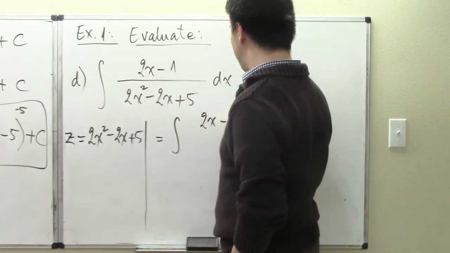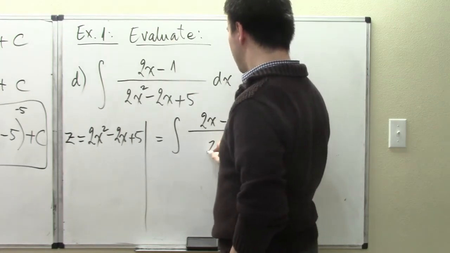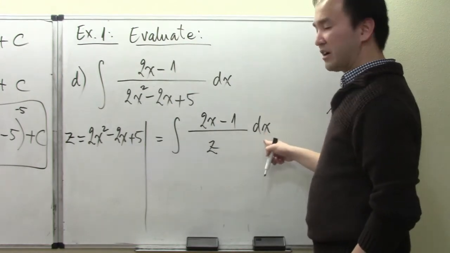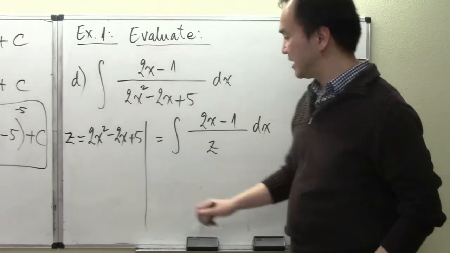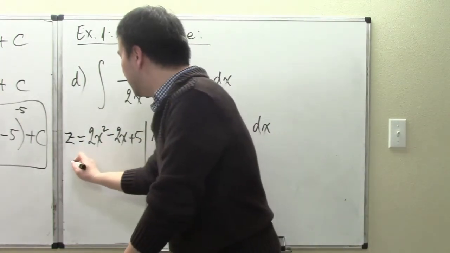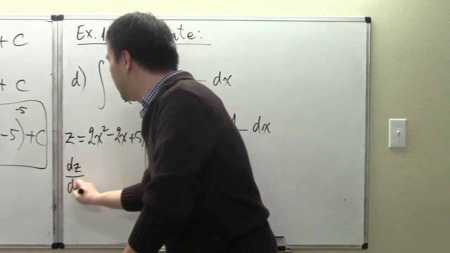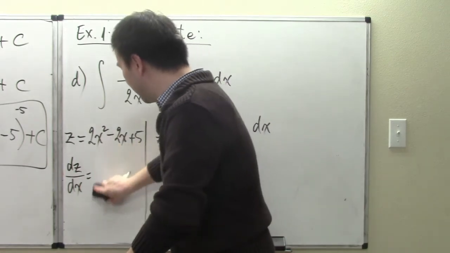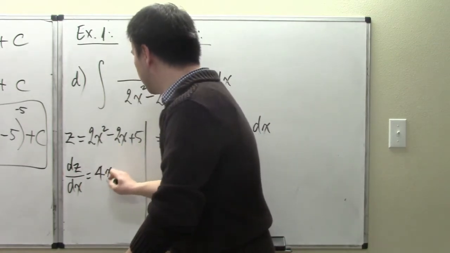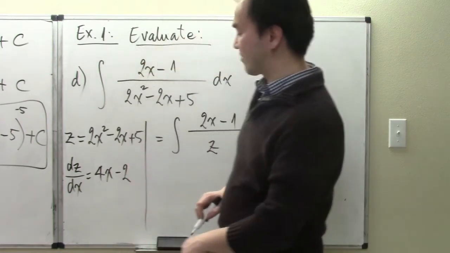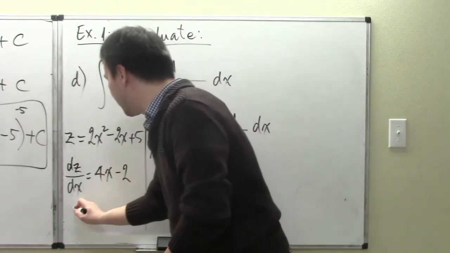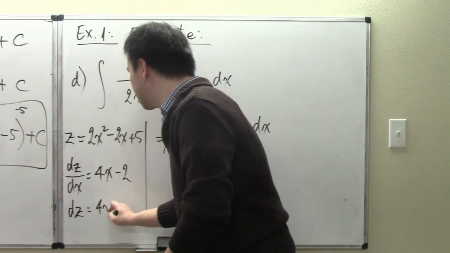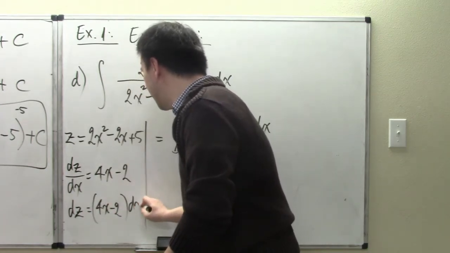After doing that, we immediately get 2x minus 1 over z, and then the dx. So now I know I'm going to have to look for a way to substitute for dx. I'm going to go back to my substitution point right here, and dz/dx equals, at this point in your experience with taking derivatives, 4x minus 2. Then doing a little more algebra, I'm looking at dz equals 4x minus 2 times dx.